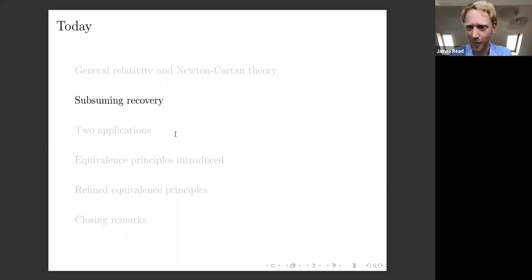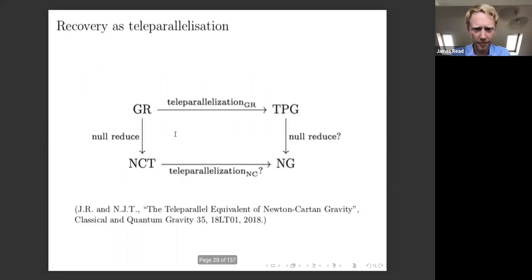So this is what I want to talk about now, the work that Nick and I did here. Here's a commuting diagram which we drew near the start of our paper. We know that if we start off with general relativity and we teleparallelize it, we'll get teleparallel gravity. We know that if we have Newton-Cartan theory and apply Trautman recovery, we'll get Newtonian gravitation theory. What we wondered is whether one can teleparallelize Newton-Cartan theory and whether you get the same thing. And it turns out that one does. And that's what I'm going to talk about now.